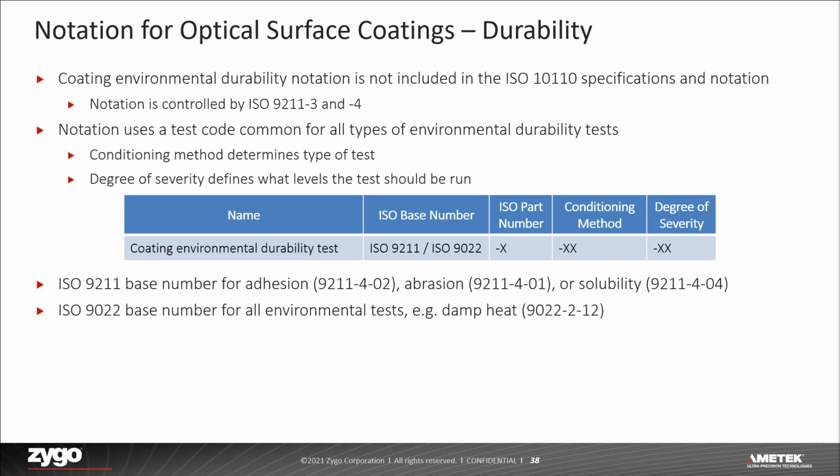The notation used by this standard is shown here. The standard number is listed and subsequently what type of test and the severity level of said test. The tests that are explicitly for coatings, such as adhesion and abrasion, are described in ISO 9211-4. All of the environmental tests are described in the ISO 9022 environmental testing series.